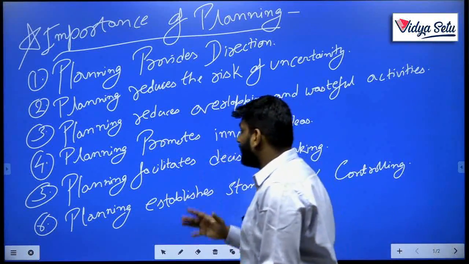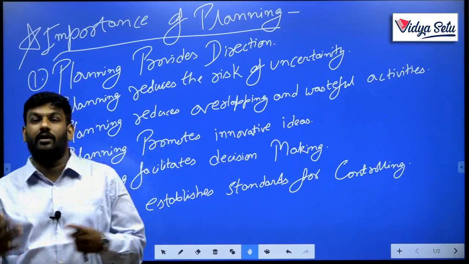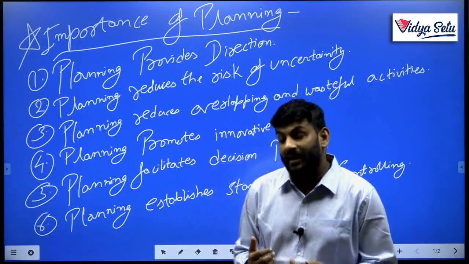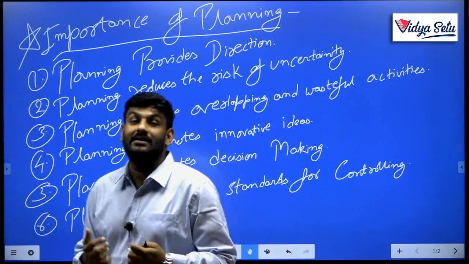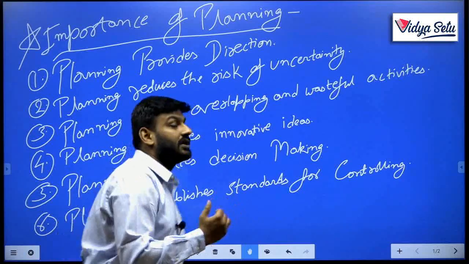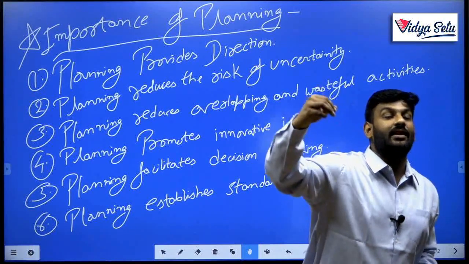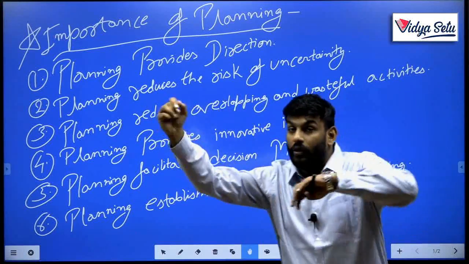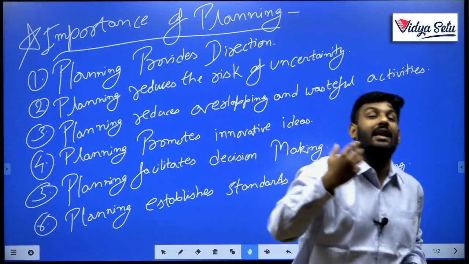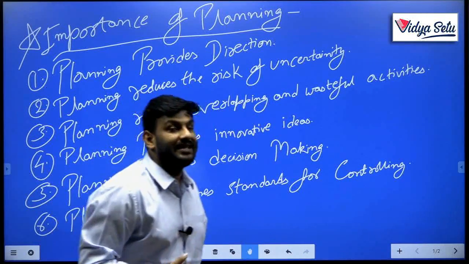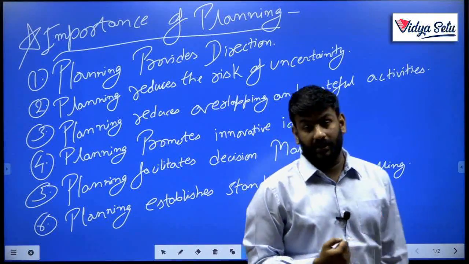Next is planning reduces the risk of uncertainty. What is that? How? Planning reduces the risk of uncertainty, as it always deals with future scenarios and situations, so that we can plan for any uncertainties or negative scenarios which can come in our future. So planning always helps to deal with your uncertainties.